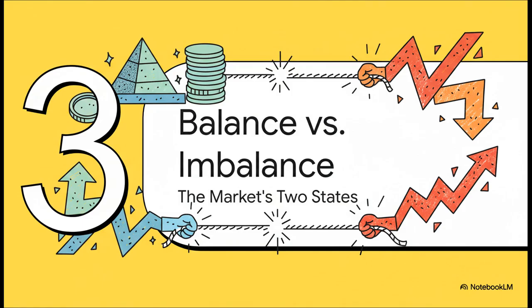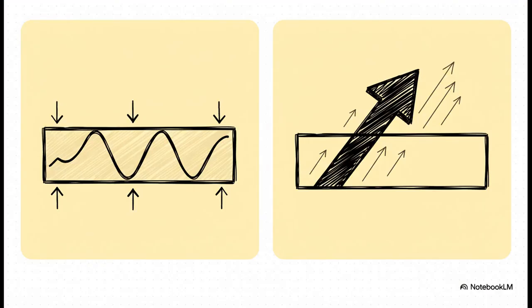All right, so now that we have the value area as our anchor, we can start to look at the market's two fundamental states. Dalton argues that every single market on every time frame is either in a state of balance or a state of imbalance. It's this constant tug-of-war that drives all price movement. The real trick is learning to spot which state you're in.